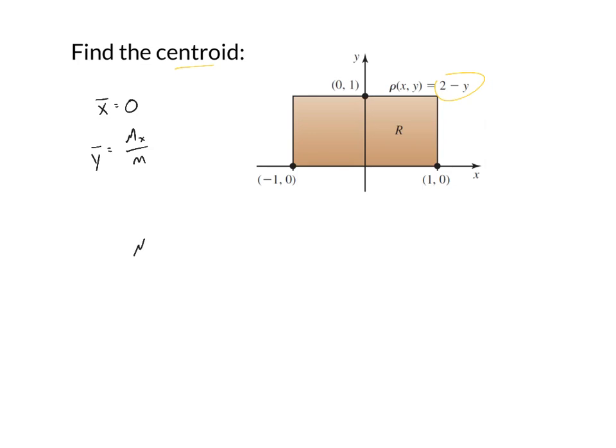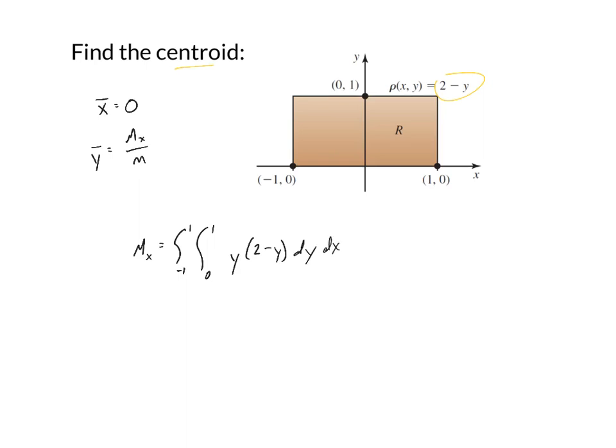So when I find my M x, the moment about the x-axis, I said because it's symmetric, but I mean because it is rectangular, I can write my bounds: from -1 to 1 on the x-axis, from 0 to 1 on the y-axis. Again, because it's just a rectangle, the integral of y, because we're finding the moment about the x-axis, times 2 minus y, the density function, dy dx.